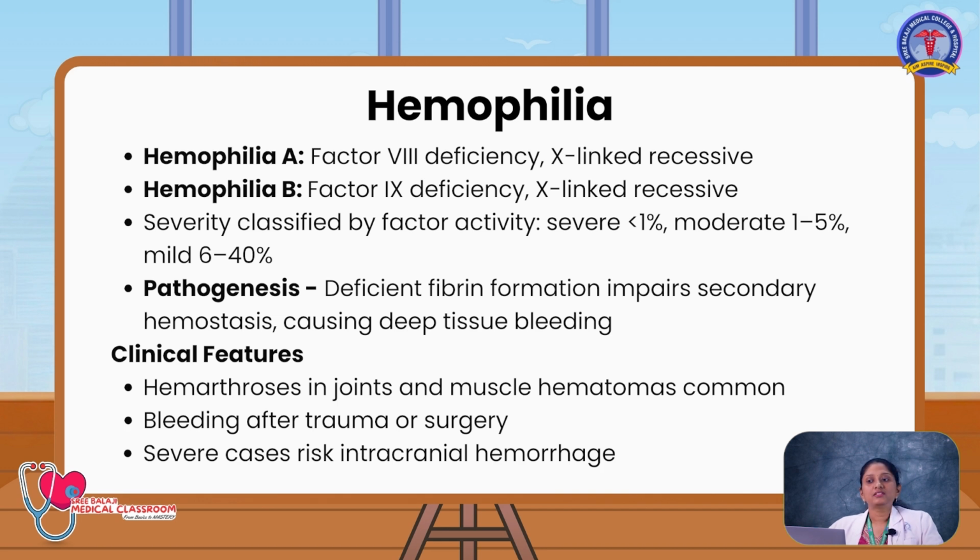The pathogenesis is based on the fact that there is defective fibrin formation which impairs secondary hemostasis, causing deep tissue bleeding. Clinically, these patients will present with hemarthrosis in the joints and muscle hematomas, bleeding after trauma or surgery, and severe cases have risk of intracranial hemorrhage.